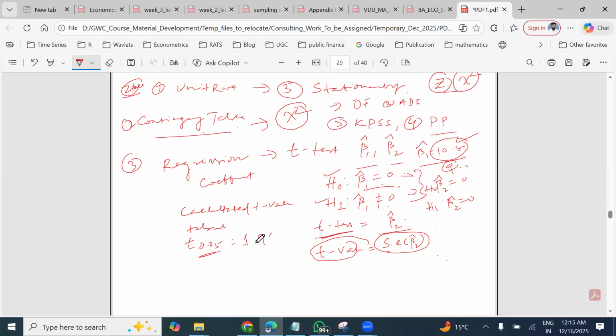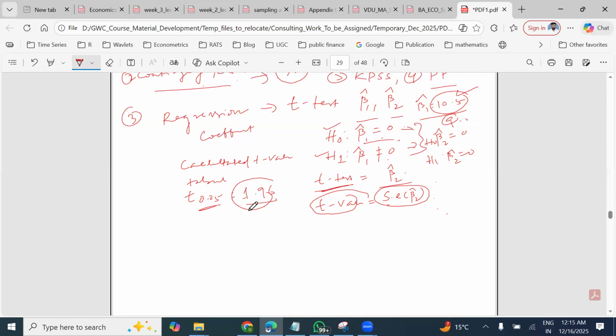So now, let's say you are testing whether beta 2 hat is statistically significant or not. Let's say by using this formula you got a calculated t value of 5. First, usually we take the absolute value. Whether it is -5 or 5 hardly matters because we take the absolute value. I'm just keeping it simple, not making it complicated now.